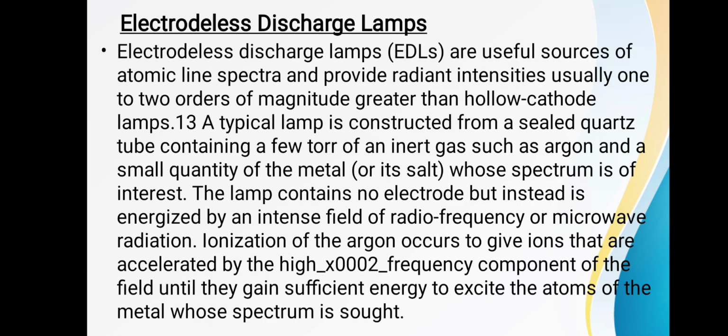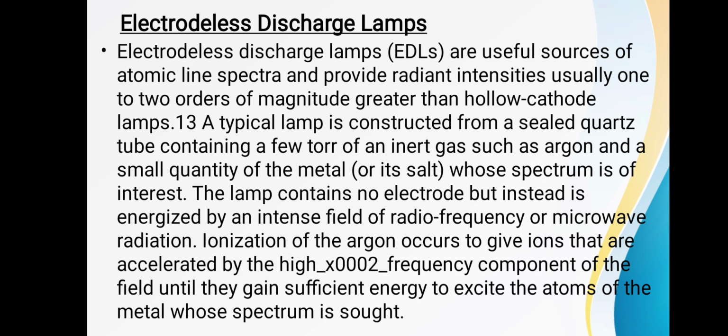Electrodeless discharge lamps. Electrodeless discharge lamps are useful sources of atomic line spectra and provide radiant intensities usually 1 to 2 orders of magnitude greater than hollow cathode lamps. A typical lamp is constructed from a sealed quartz tube containing a few torr of an inert gas such as argon and a small quantity of the metal whose spectrum is of interest.